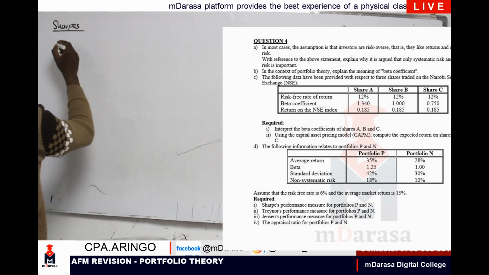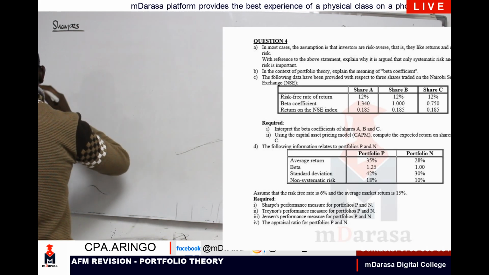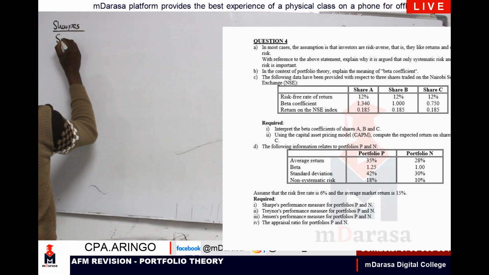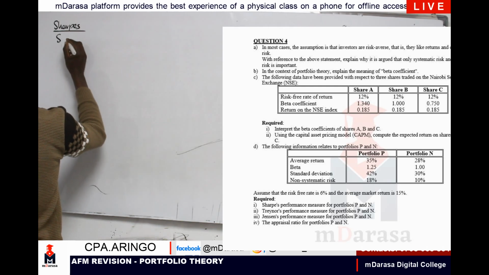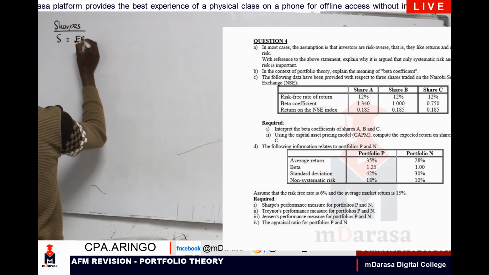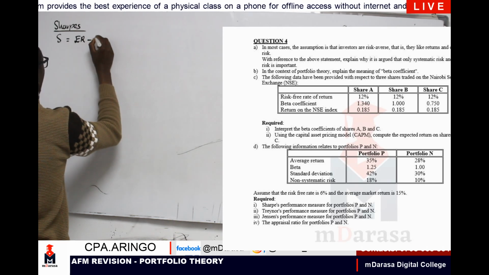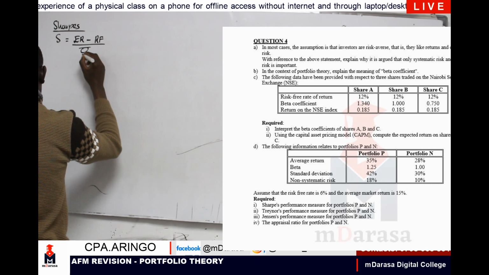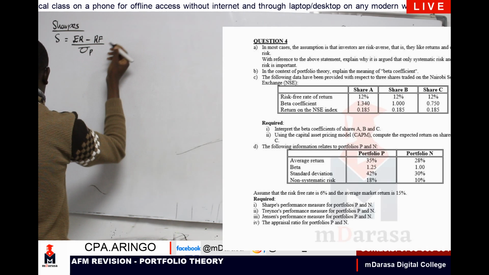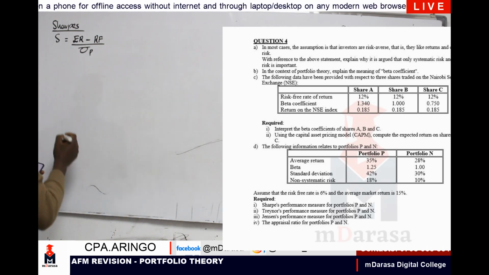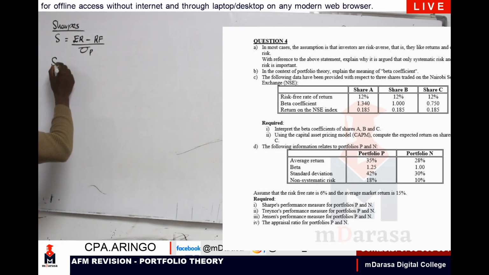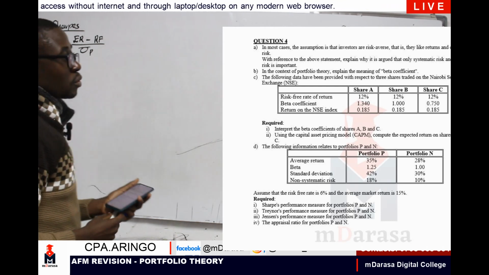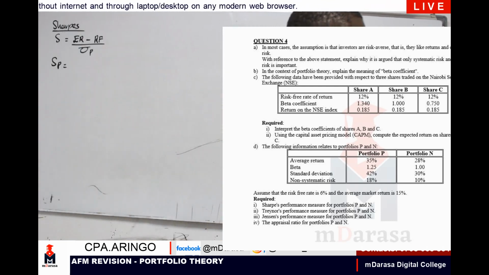So in this case, talk of Sharpe's portfolio. Sharpe's will be talking of our expected return minus our risk-free, and we divide by the standard deviation of our portfolio, or in this case of our security. That is what we should be having. So I need to determine Sharpe's of P. We need to measure it over security P.